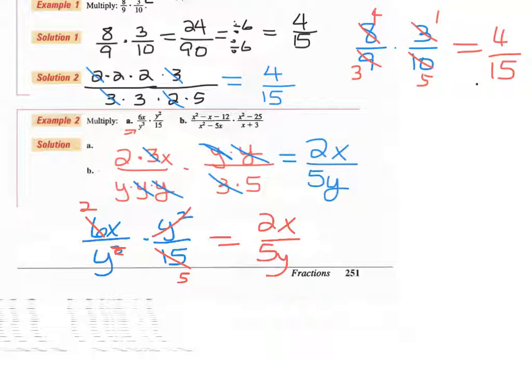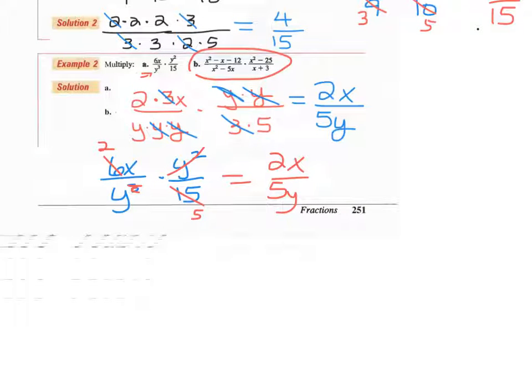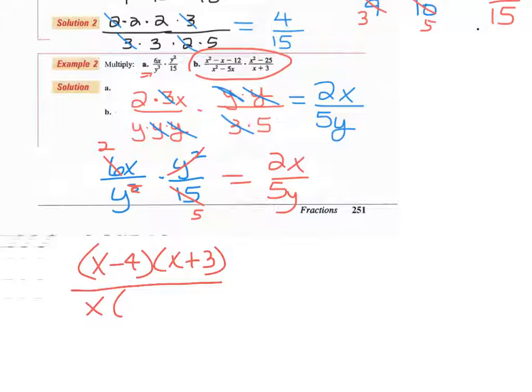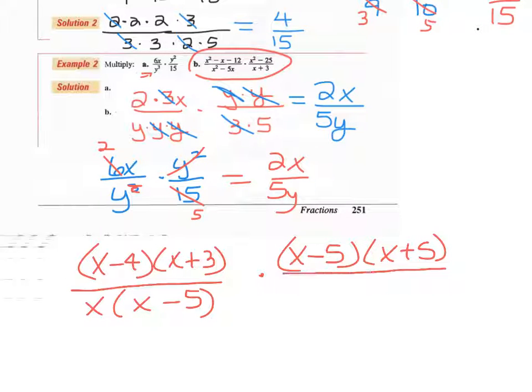The next one, b here, I need to factor all of the pieces. So again, remember, the instructions are to factor the numerator, factor the denominator. So what I'm going to do is factor the first one, so that trinomial, x minus 4, x plus 3. The denominator, I'm going to pull a GCF out of x. The second fraction, I'm going to make it x minus 5, x plus 5, the difference of 2 squares, over x plus 3.